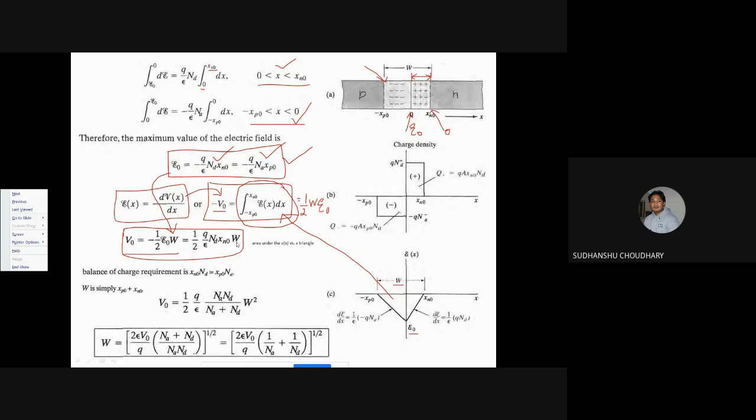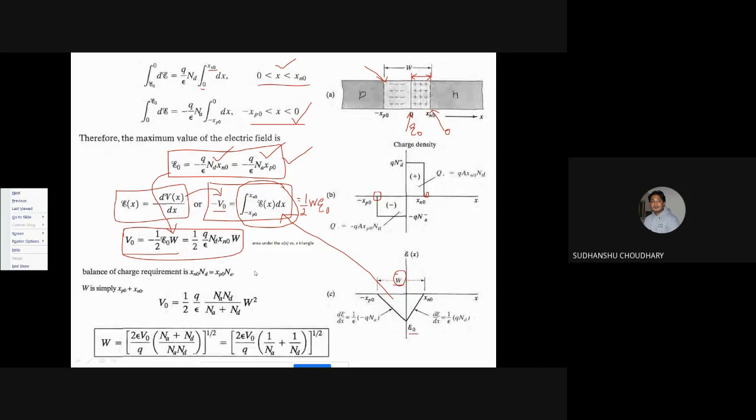Now from here we have to find out the E naught also, and then we also have to find out this Xp naught, Xn naught, and W, in terms of the doping concentration, right? So how do we do this?